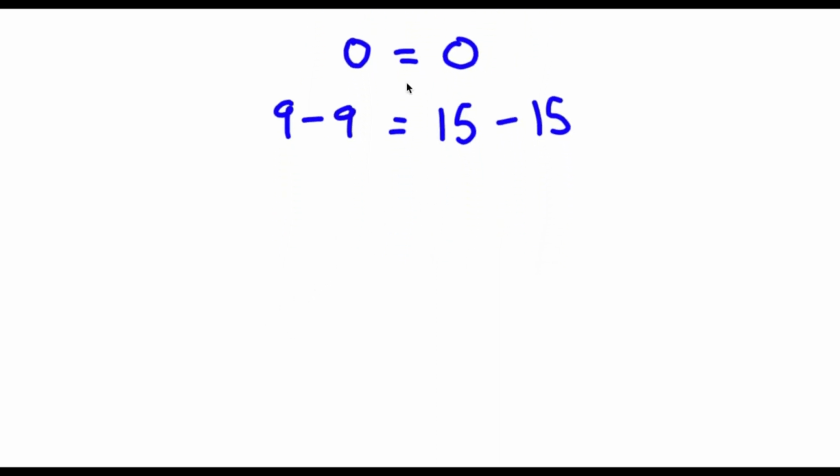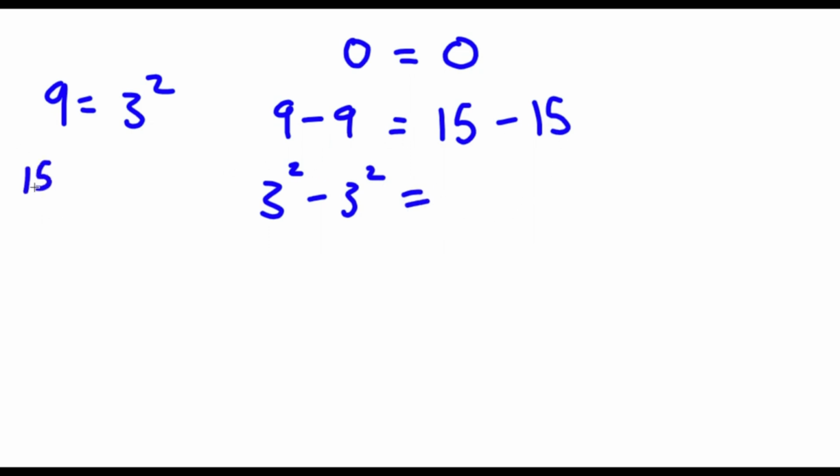So now, 9, this is equal to 3 squared. So if I replace 9 with 3 squared, I have 3 squared minus 3 squared. And now 15, this is equal to 5 times 3. So now I have 3 squared minus 3 squared is equal to 5 times 3 minus 5 times 3. And again, this is also going by the rules of mathematics.